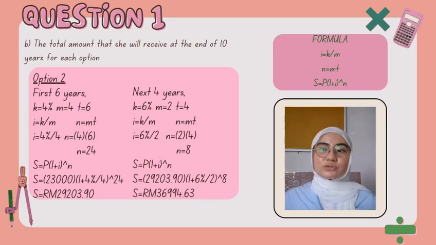So S equal to 29203.90 bracket 1 plus 6% per 2 power of 8. So the answer is going to be S equal to RM 36994.63. Last thing we're going to do is add every answer. So the total amount for option 1 is RM 83034.79, and the total amount for option 2 is RM 89198.53.